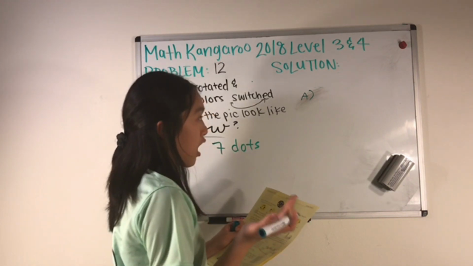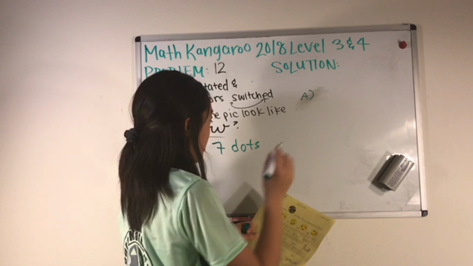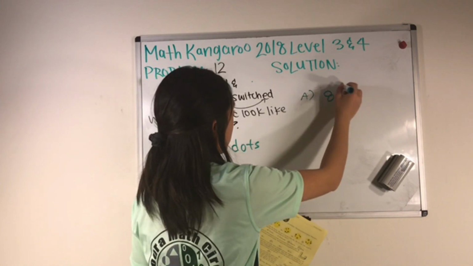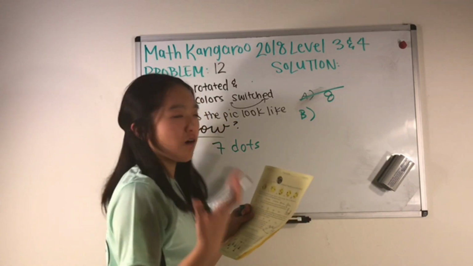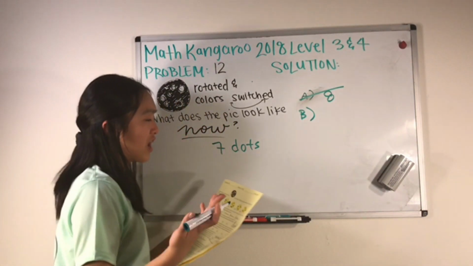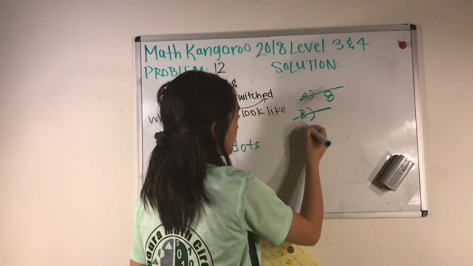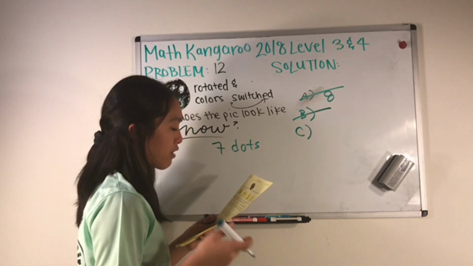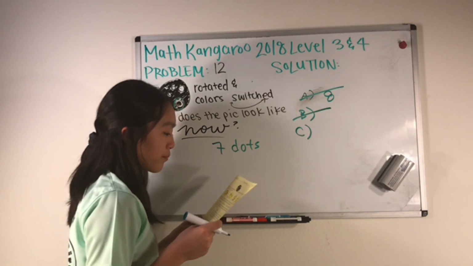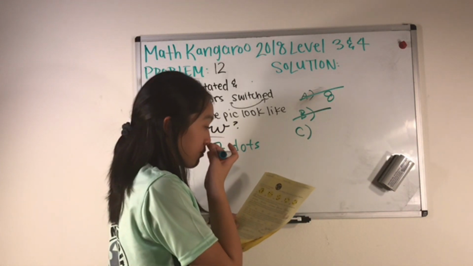And the first option, letter A, has 1, 2, 3, 4, 5, 6, 7, 8 dots. So letter A is off the list. Now we have letter B. Now letter B obviously only has 5 dots and doesn't even have the large dot over here. So that's already out. Then we have letter C. Letter C seems to have the right placement so far. And if you count, there are 1, 2, 3, 4, 7 dots.